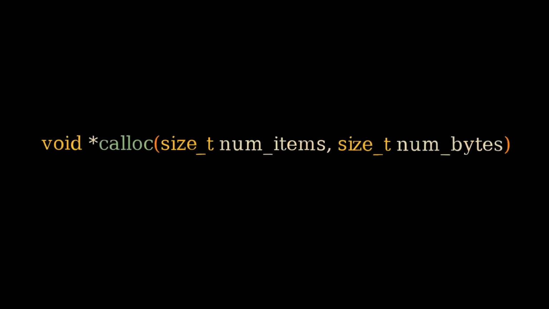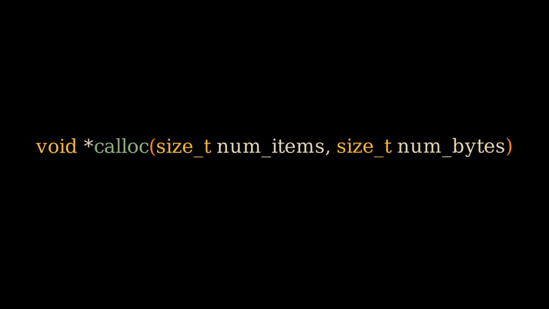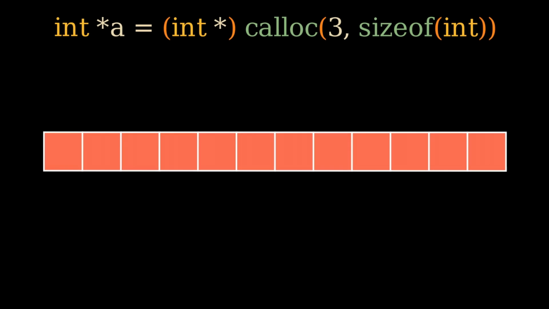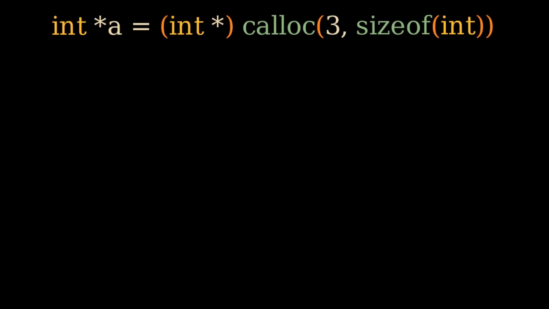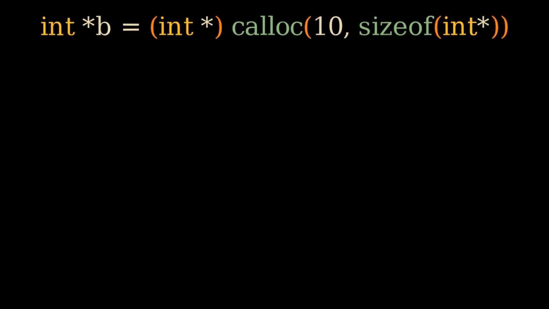Calloc takes in the number of items you want to allocate, as well as how many bytes each element is. On the surface, it looks like calloc does the same thing as malloc. When we print the result, it defaults all integers and characters to 0. With pointers, it defaults them to null.